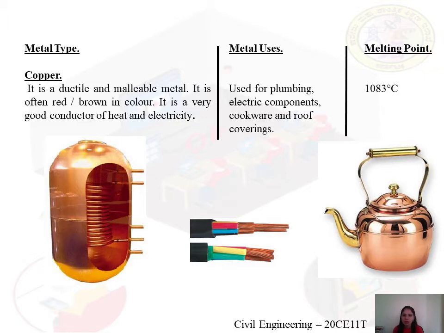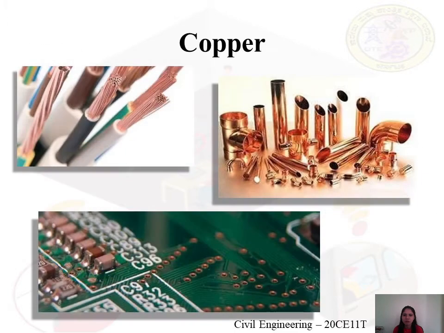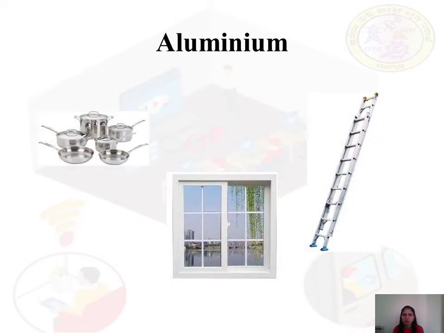These are some of the uses and applications you can see in these sketches. That is about copper. Hope you have understood the properties and applications or uses of copper. The next non-ferrous metal is aluminum.